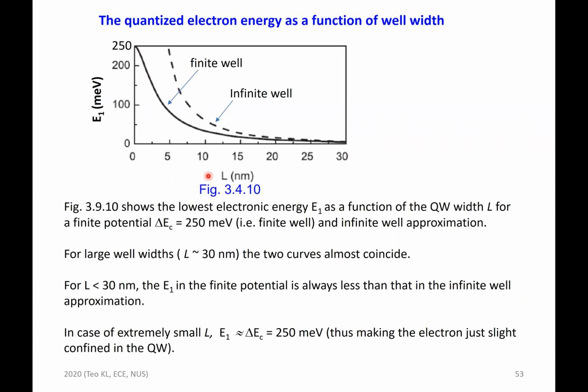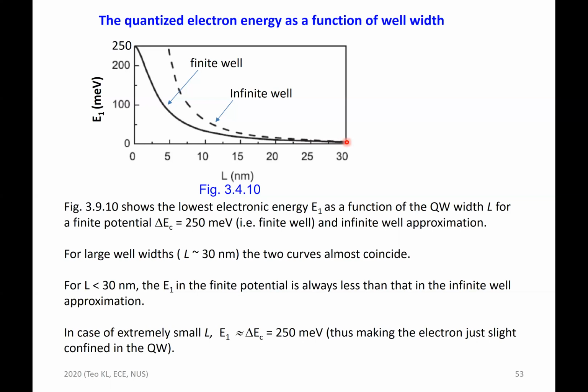So for very large well width, you can see about 30 nanometer, the two curves almost coincide. So for very large well width, the semiconductor, this material which we try to design as a quantum well, may not have quantum size effect. You can see that E1, the electron energy, is almost zero. There's no quantum size effect, and there's no quantized electronic energy level, which means that it behaves like bulk semiconductors.